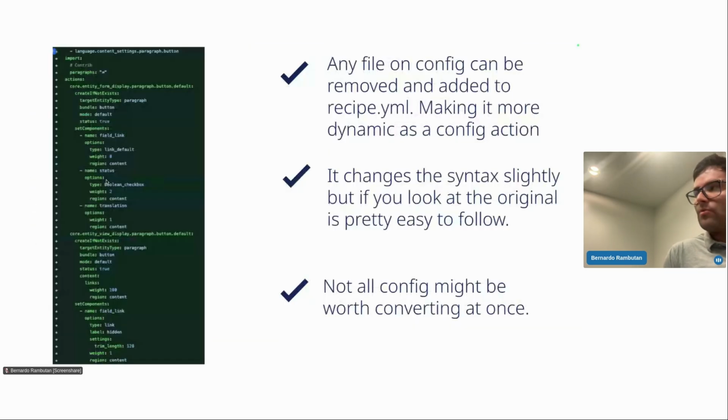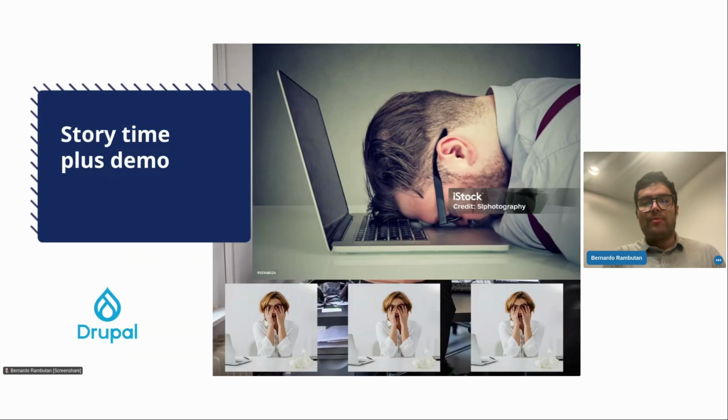But if you wanted to do that, then you just tell it to import, you tell it to use that action and some of the YAML structure to tell it that that's a paragraph button and what Boolean has to be checked, and move on from there. So let me give you a little story and a little demo on how this goes.